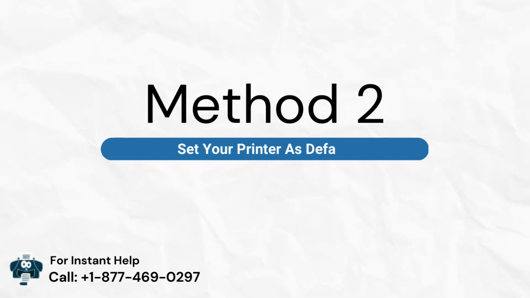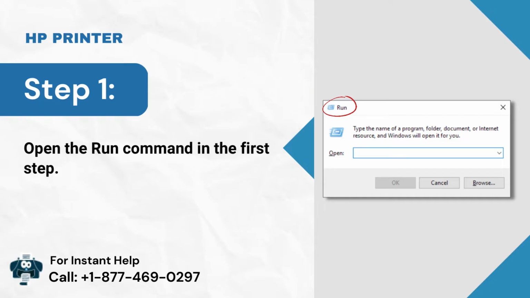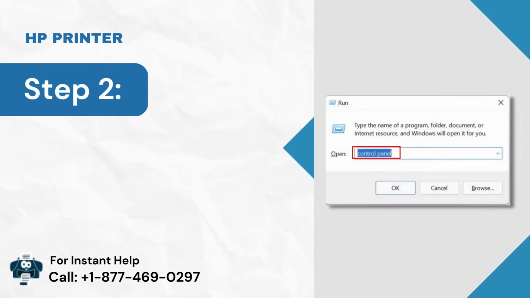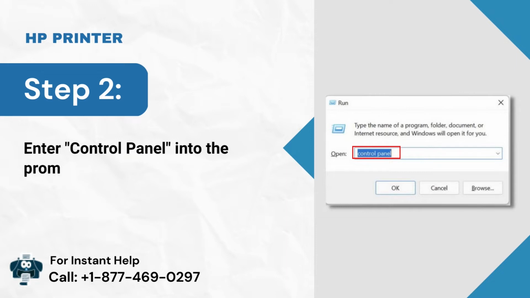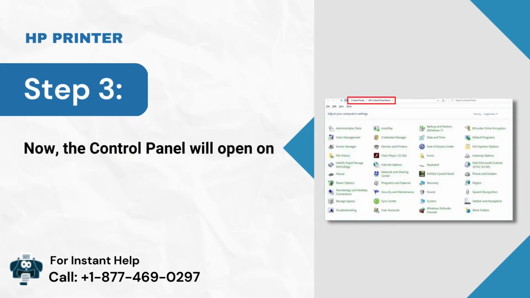Method 2. Set your printer as default. Step 1. Open the run command in the first step. Step 2. Enter control panel into the prompted box. Step 3. Now, the control panel will open on the screen.